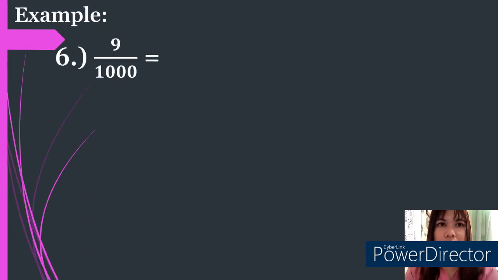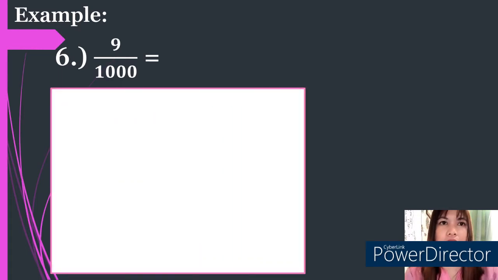Okay, next example. So, we have 9 over 1,000. Okay, so again, we have 0, your ones, your tenths, hundredths, and thousandths. Okay, so therefore, 9 over 1,000, if we change to decimal, we have 9 thousandths. Okay, 0.009 or 9 thousandths.